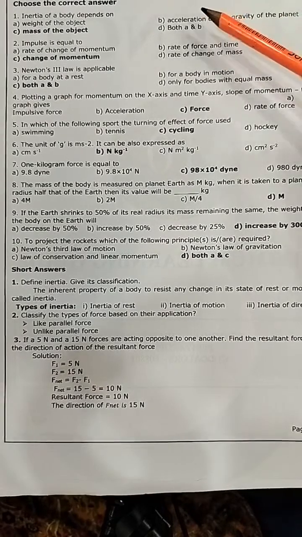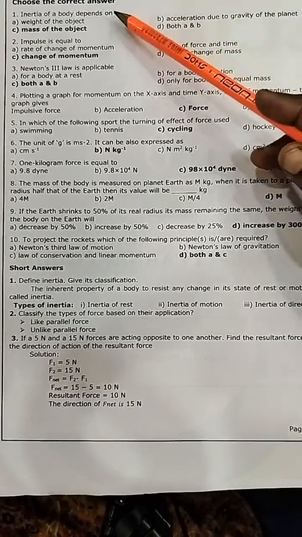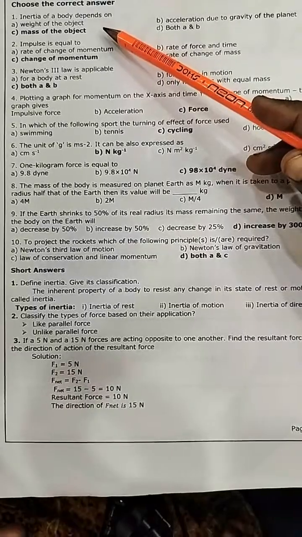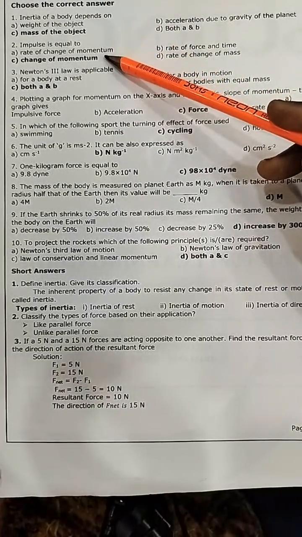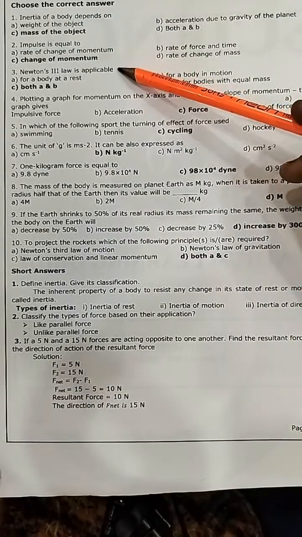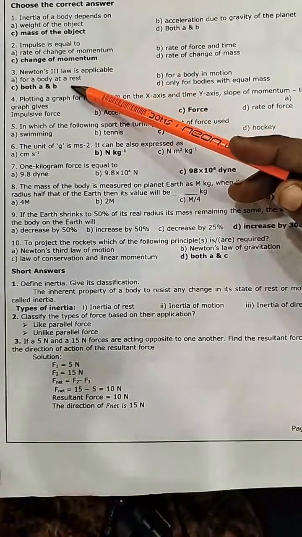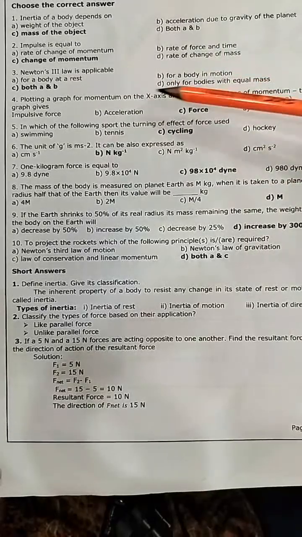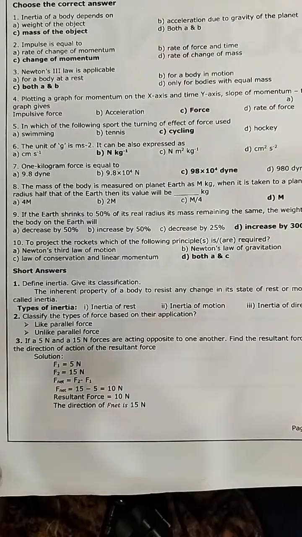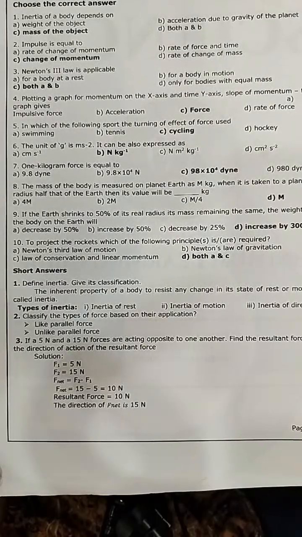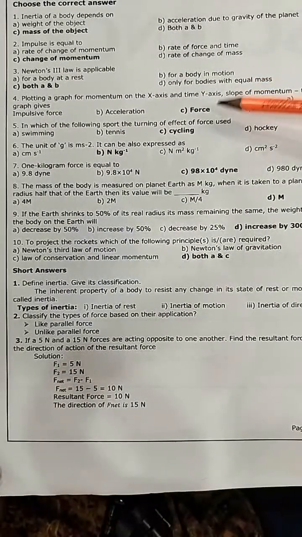First lesson, laws of motion. Inertia of a body depends on: the answer is mass of the object. Impulse is equal to change of momentum. Newton's third law is applicable both A and B. Plotting a graph for momentum on the x-axis and time on the y-axis, the slope of the momentum-time graph gives force.